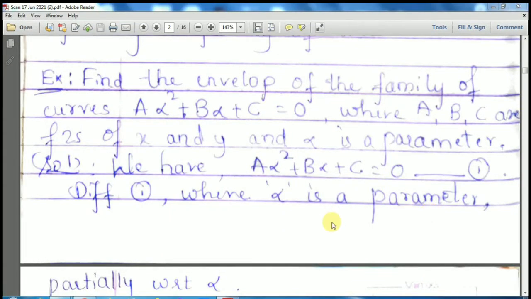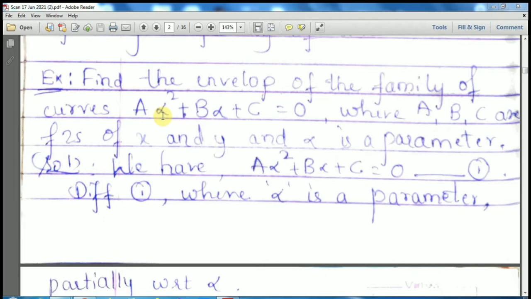Hello everyone. Today let us deal with some concept of envelope. One of the important properties of the envelope is, suppose the given curve is in the form of a quadratic equation. Let us consider one quadratic equation: a alpha square plus b alpha plus c equal to 0, where a, b and c are functions of x and y.